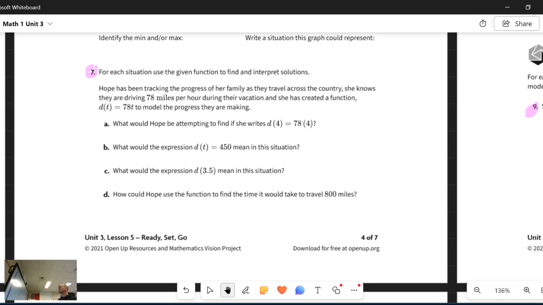She knows that they are driving 78 miles per hour during vacation, and she has created a function, d of t is equal to 78t, to model the progress they're making. So just like the last problem, we're using d of t for distance, how far has she gone, and t as time. However, in this problem, they're dealing with time as in hours, not in seconds like it was in the previous problem.